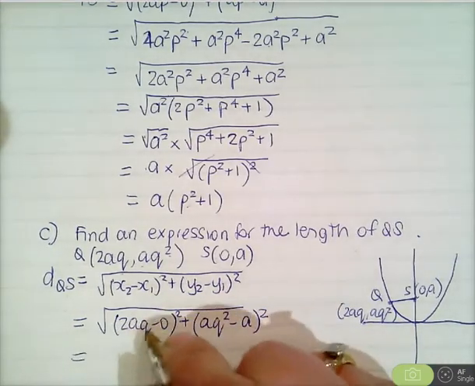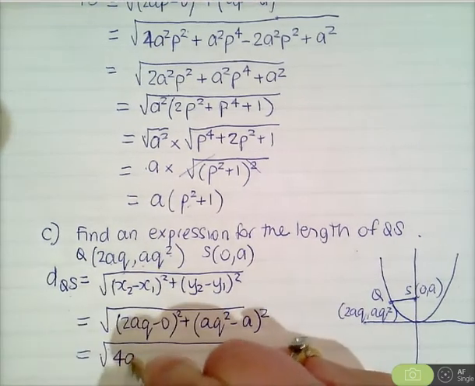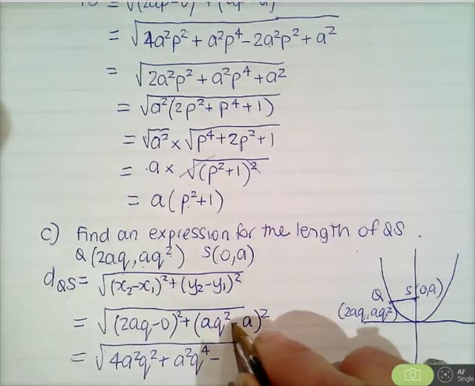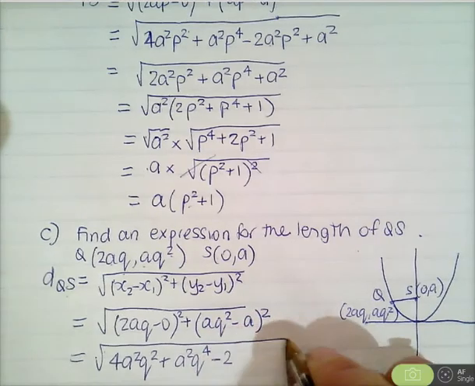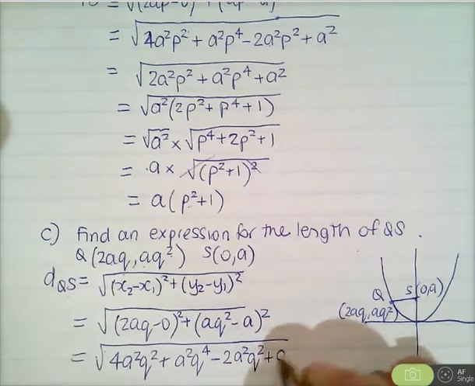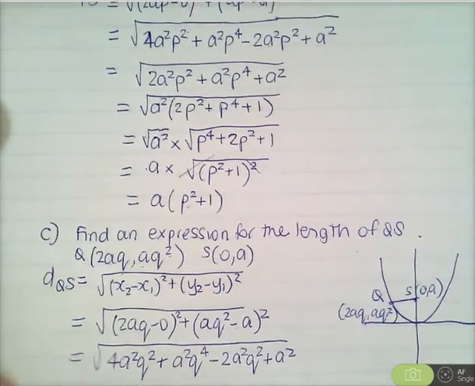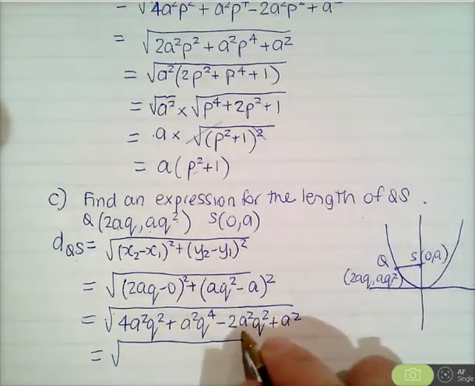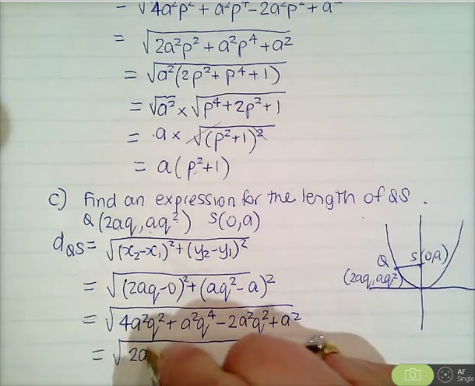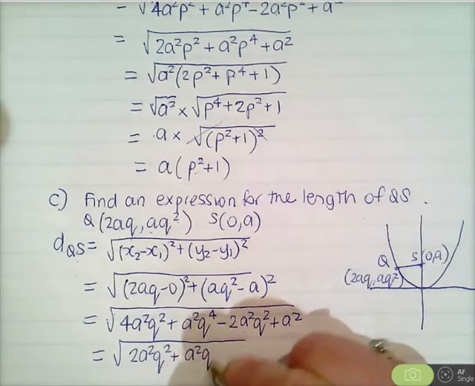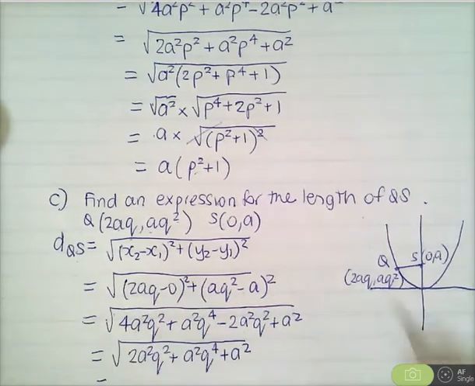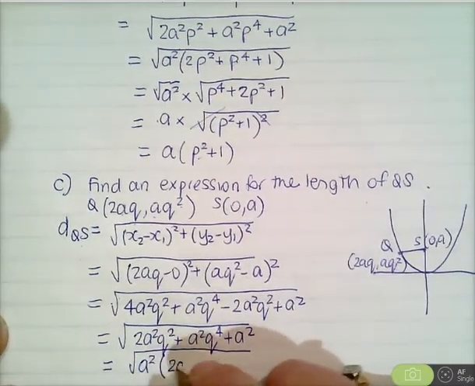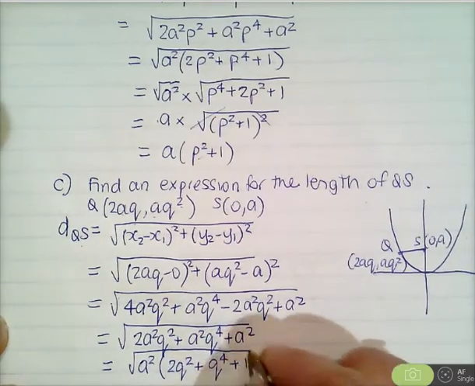So now squaring this, 4aq all squared, we get the square root of 4a squared q squared, plus squaring this, we get a squared q to the 4 minus 2 times aq squared times a, which is minus 2a squared q squared, plus a squared. And what we get is the square root of, now 4a squared q squared minus 2a squared q squared is 2a squared q squared, plus a squared q to the 4 plus a squared. Now we're going to take out a squared as a common factor, and we get a squared bracket 2q squared plus q to the 4 plus 1.